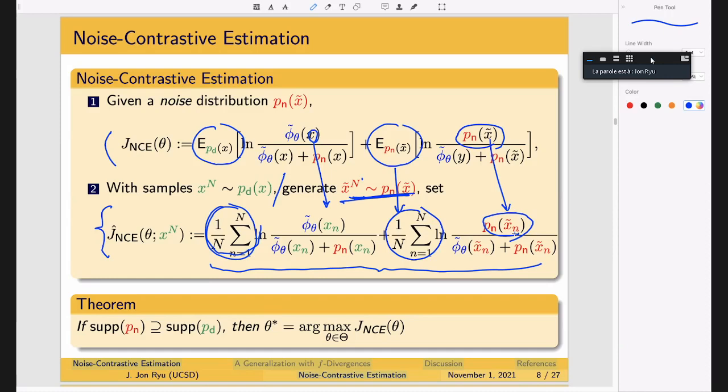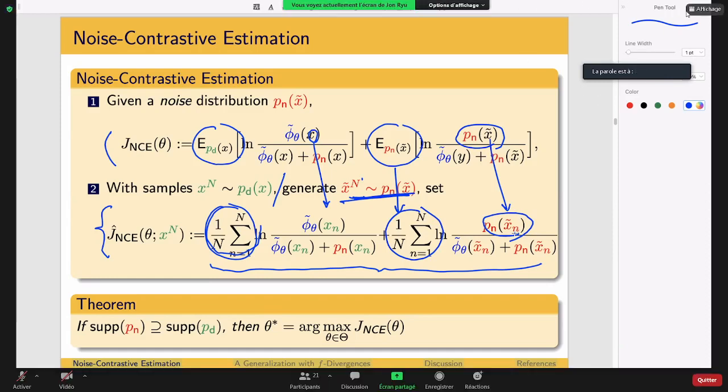Any question? Okay. Is there an intuitive meaning of this objective J? Yeah, so I'm gonna give you the interpretation in the next slide. Okay, thank you.